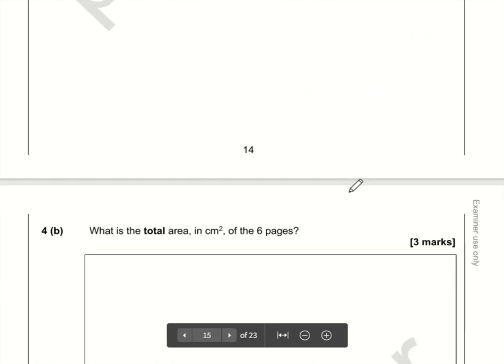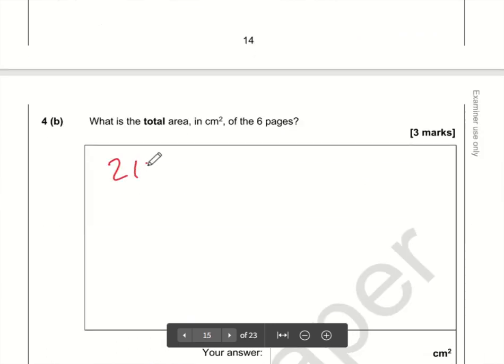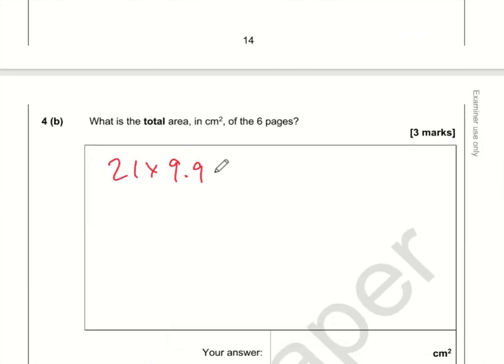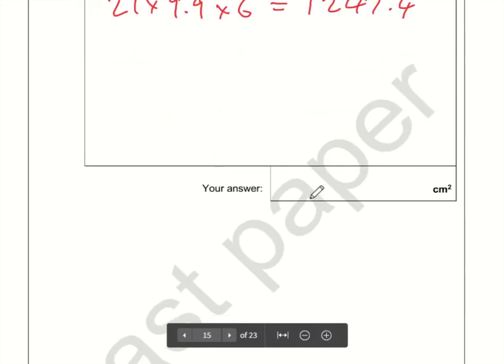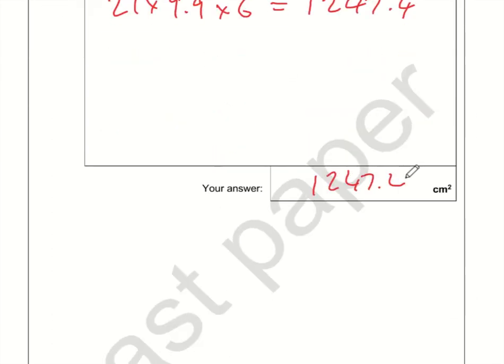For part B, what is the total area of the 6 pages? Well, we know one page is 21 by 9.9, so this would be the area of 1. So just multiply that by 6 to get the area of 6, and that comes to 1247.4 square centimeters. So 1247.4.